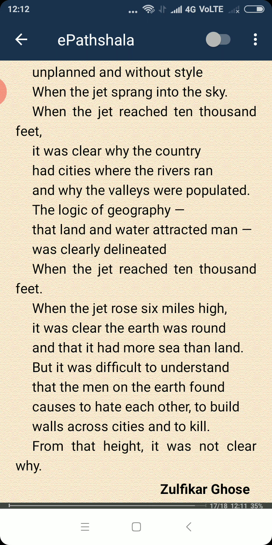The reason why men hate each other, the reason why men fight and kill each other, cannot be explained by geography lesson. It can be understood only by understanding human geography, understanding each other's culture, respecting their history, respecting the religion and language. So this is what Zulfikar Ghose is trying to say in the geography lesson.